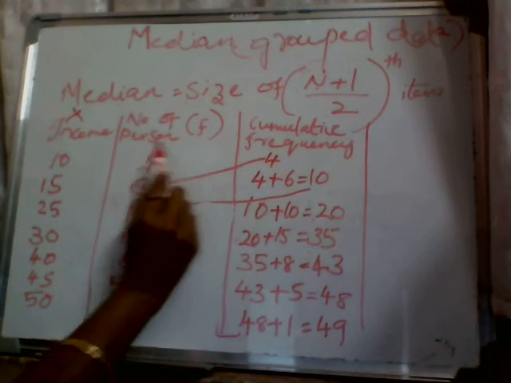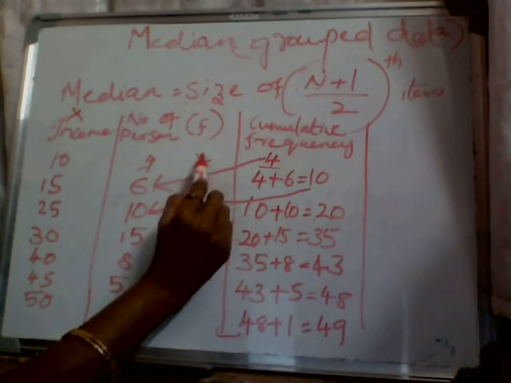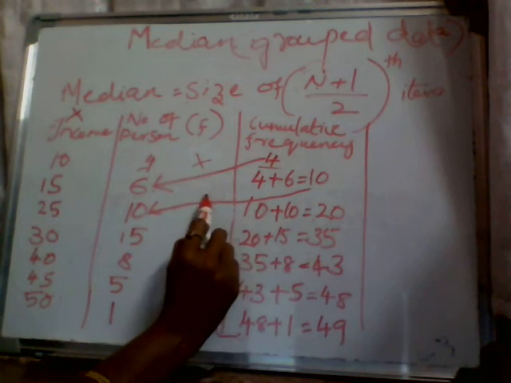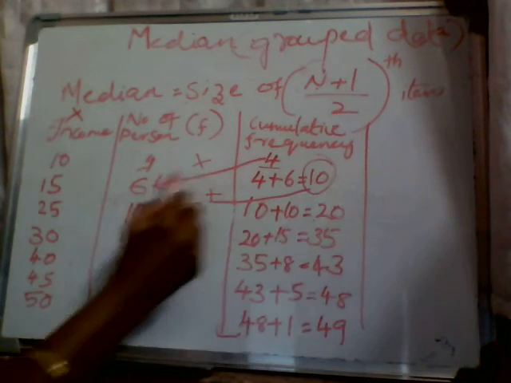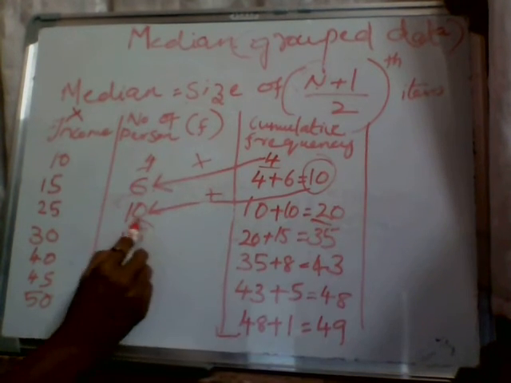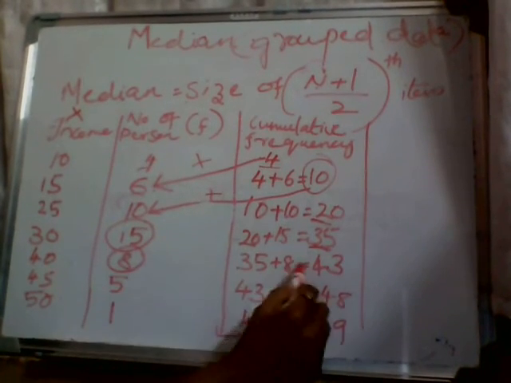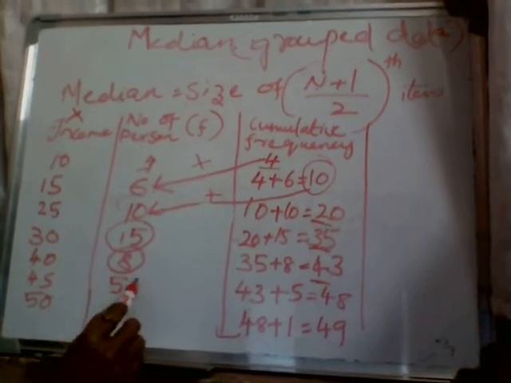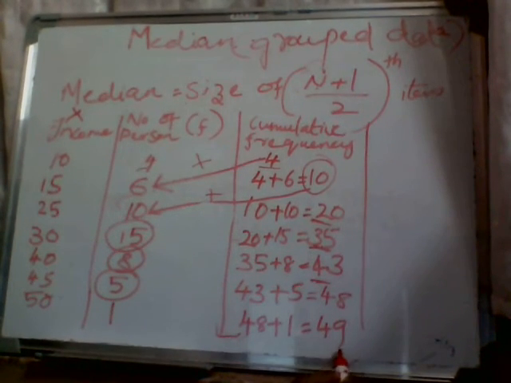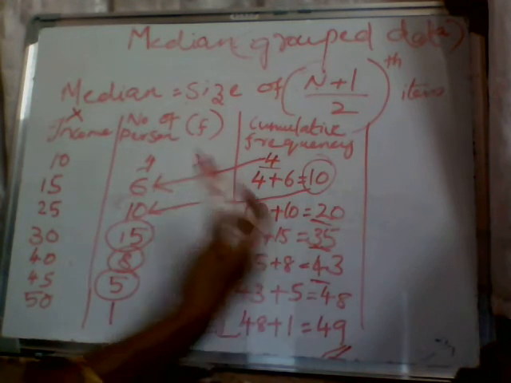The first value will be the same, 4. Next value, 4 plus 6, 10. Next, 10 plus 10, 20. Then 20 plus 15, 35. Then 35 plus 8, 43, 43 plus 5, 48, and next value 48 plus 1, 49. Then we got the cumulative frequency.